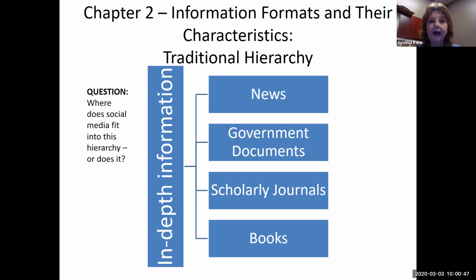So a more traditional hierarchy of information has flowed from news to government documents to being disseminated in scholarly journals and finally compiled in books. And as you can see, as we go from news all the way to books, the information becomes increasingly in-depth. A question for you, though, particularly in this generation, is where does social media fit into this hierarchy, or does it? Has social media kind of usurped everything that we used to know about a traditional hierarchy of information? In some ways, I believe that it has.